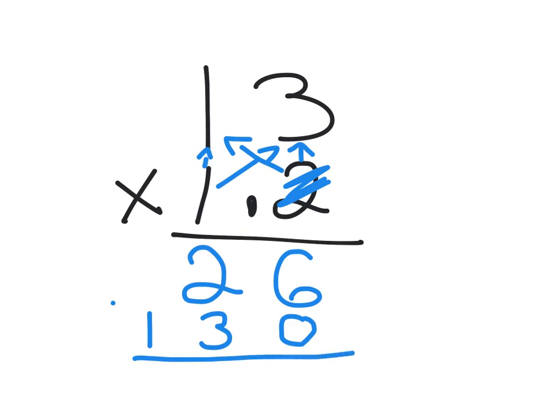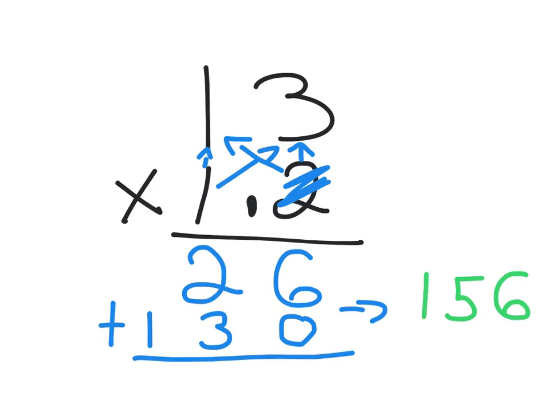And I'm going to add these numbers together. I'll do that over here where there's more room. So 6 plus 0 is 6. 2 plus 3, which is 5. And 1 plus nothing, which is 1.